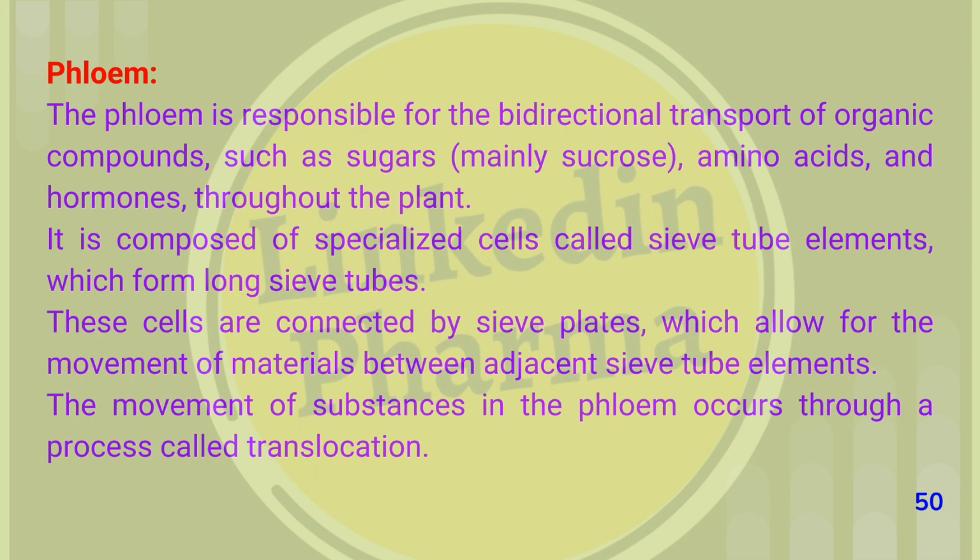Phloem. The phloem is responsible for the bidirectional transport of organic compounds, such as sugars, mainly sucrose, amino acids, and hormones, throughout the plant. It is composed of specialized cells called sieve tube elements, which form long sieve tubes. These cells are connected by sieve plates, which allow for the movement of materials between adjacent sieve tube elements.